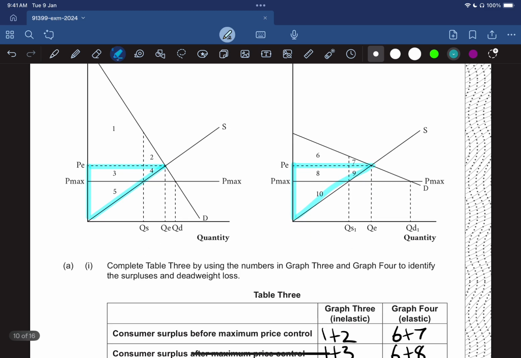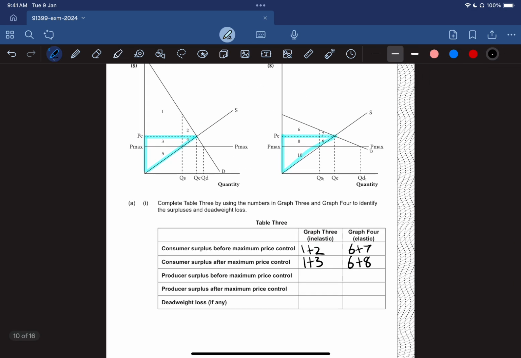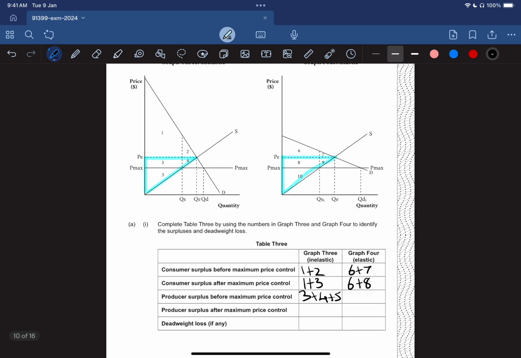Now, afterwards, we'll fill those figures in now actually. So for the elastic graph, it's going to be 3 plus 4 plus 5. And that was for the inelastic. For the elastic, it's going to be 8 plus 9 plus 10.